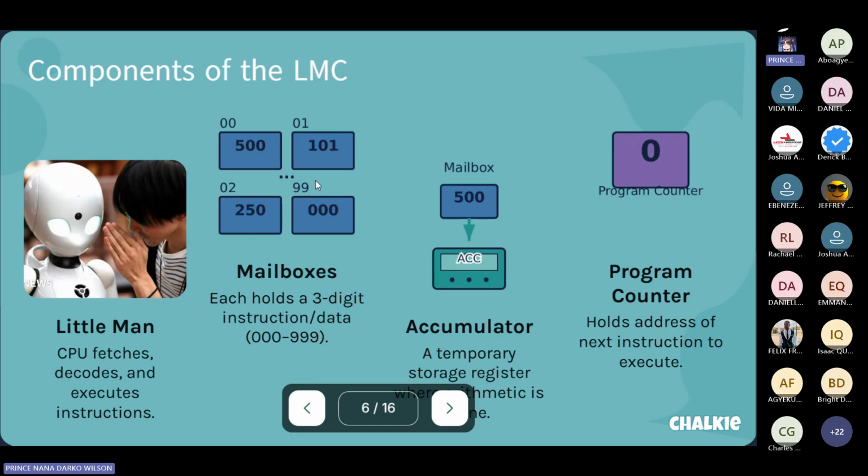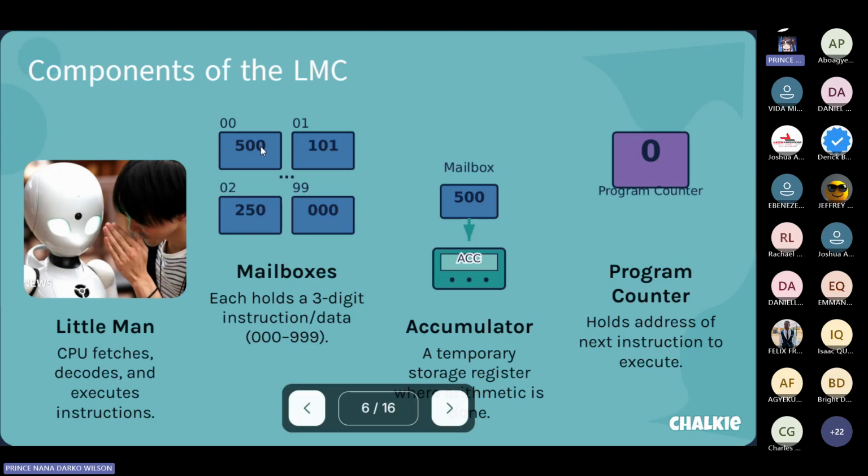Now, the third structure you should look at, so remember the mailboxes are the RAM, they store. The third structure you should look at is the accumulator. The accumulator is a temporary storage register where arithmetic is done. So it also holds information, but this one holds specific information. It holds information that is being processed. And then as the processing is being done, the information will still be held in the accumulator. So what this means is that let's say I have data stored in this box here, 500. So that's my mailbox, the one labeled 500, the RAM.